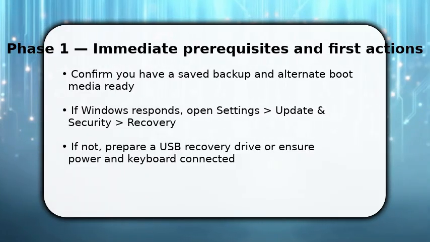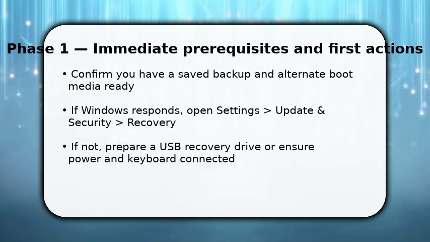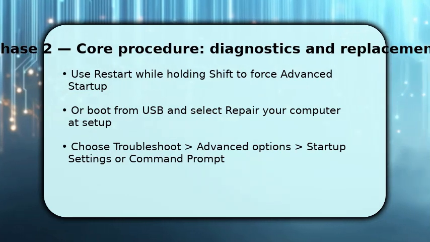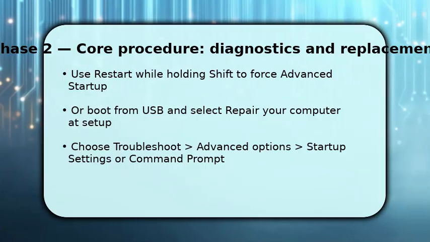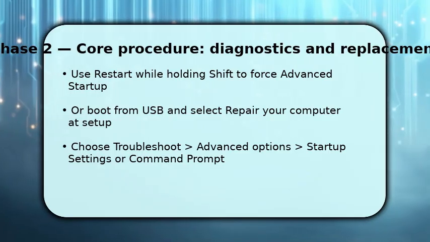Once done, we'll trigger the Advanced Startup options so you can choose Troubleshoot and reach the recovery environment. Once you're at the boot options, hold Shift and click Restart to force Advanced Startup, or boot from your USB and pick Repair your computer at the installer screen. From there, select Troubleshoot, then Advanced Options.